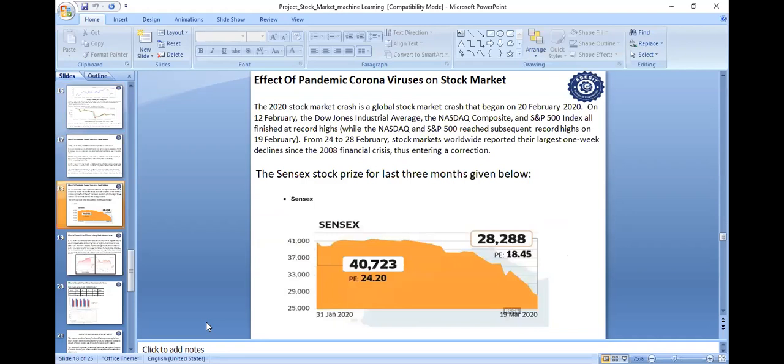So we will discuss the effect of the coronavirus pandemic on the stock market. In 2020, the stock market crashed. The global stock market crash began on 20 February 2020. Here we can see how the Dow Jones fell rapidly over 3 months from 40,000 points to 28,000 points.